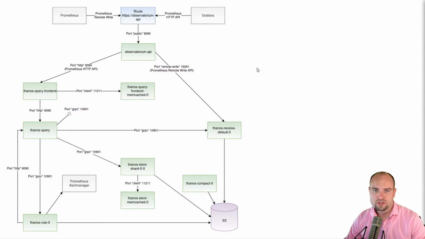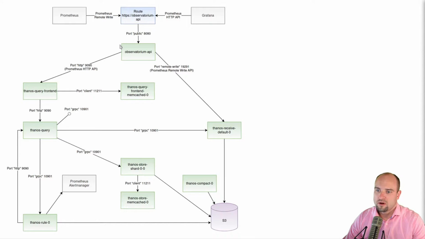Before we get to the deployment part of our video, let's review the architecture first. In this diagram, I'm showing Observatorium deployed to an OpenShift cluster. You can see that at the front of the deployment, there is an Observatorium API component. This component is a facade which exposes Prometheus APIs to the public internet. The Observatorium API component ensures that the requests coming to the APIs are authenticated and authorized.